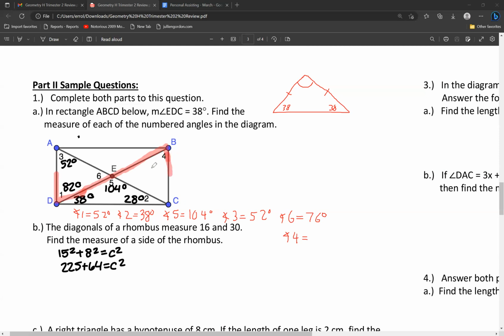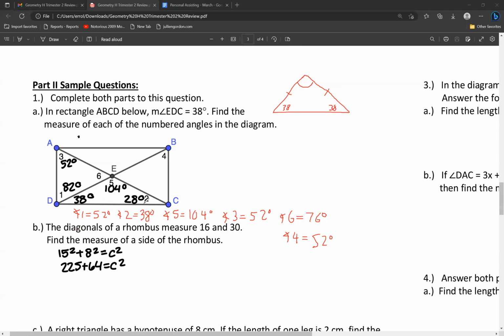So there's your Z pattern, right? So this angle should equal this angle. Okay. So what is 4 then? 52. There you go. Angle 4 should equal angle 1, which is 52. Okay. So 1, 2, 3, 4, 5, 6. Okay, we got all 6, right? Yeah. All right.